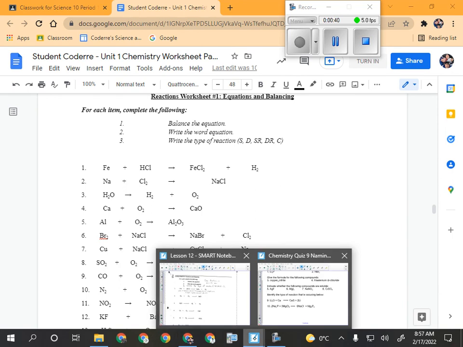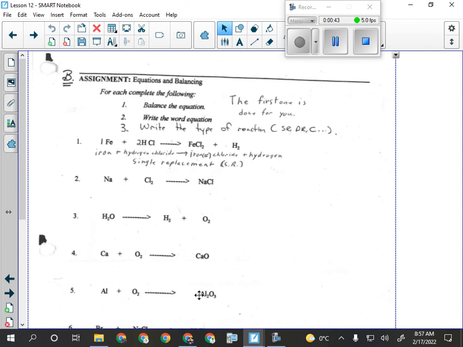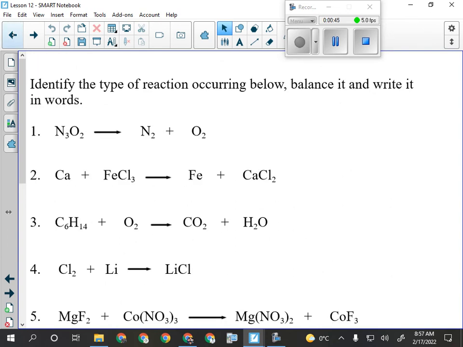So I just want to review a couple of things with you before we get started. If I'm going to do a question where I'm given the formula equation, I'm going to be asked to write it in words, identify the type, and balance it. There's not really an order in which you have to do that. You can do the balancing first or the type first. It makes no difference.